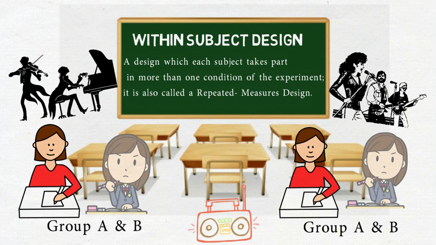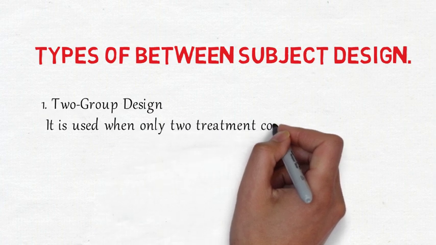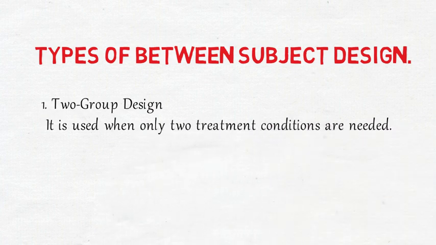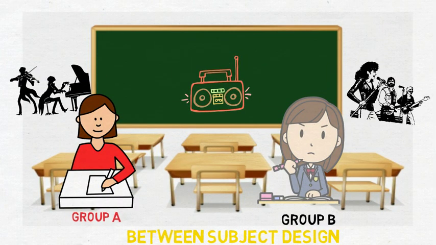Now let's dig deeper within these two subject designs. May iba't ibang variations ang between subject design. Okay, so first we have two group design. It is used when only two treatment conditions are needed, like yung example natin kanina sa classical room and rock and roll room.